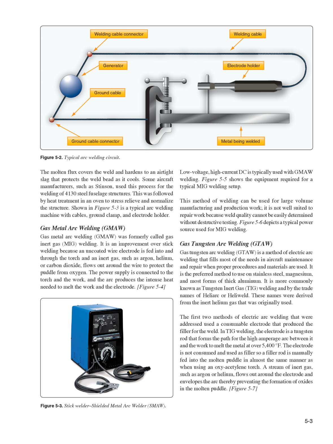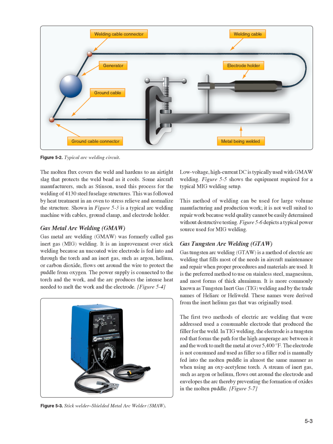Shown in Figure 5.3 is a typical arc welding machine with cables, ground clamp, and electrode holder. Gas metal arc welding, GMAW. Gas metal arc welding, GMAW, was formerly called metal inert gas, MIG, welding.